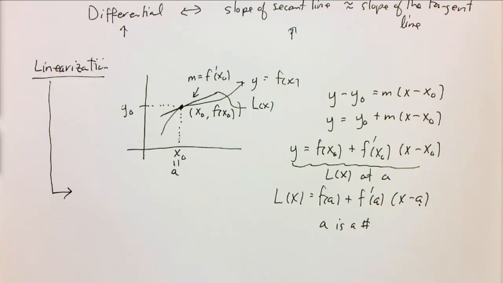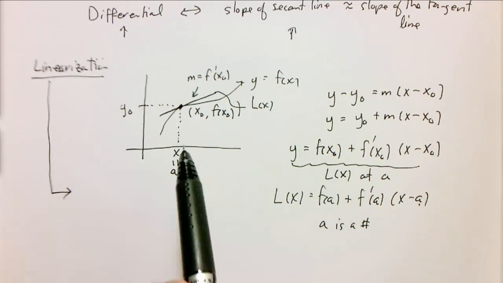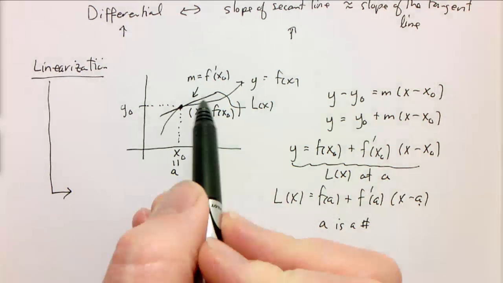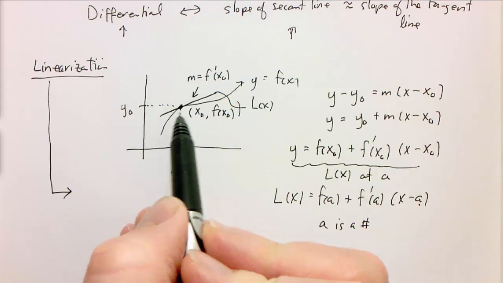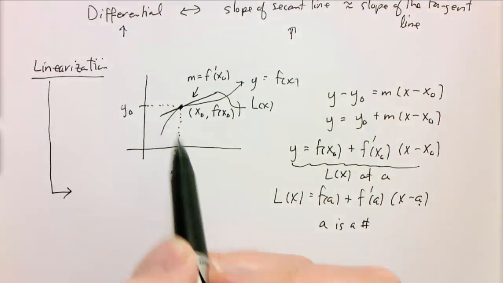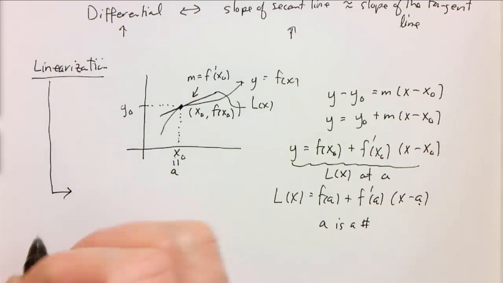And much of the idea in this whole chapter, in this section, is that the linearization and the actual graph are in pretty good agreement as long as we stay nearby the point of tangency, as long as we stay close to x equals A. How could we use that? Well, let's look at an example of computing on linearization first.